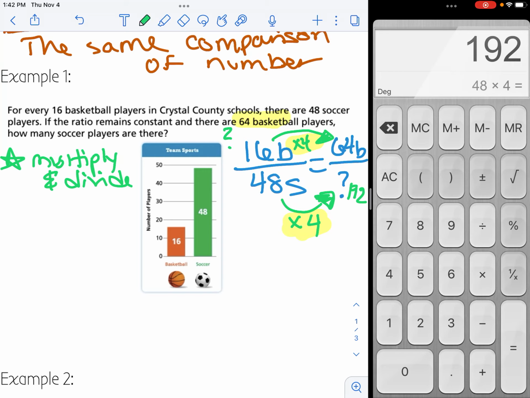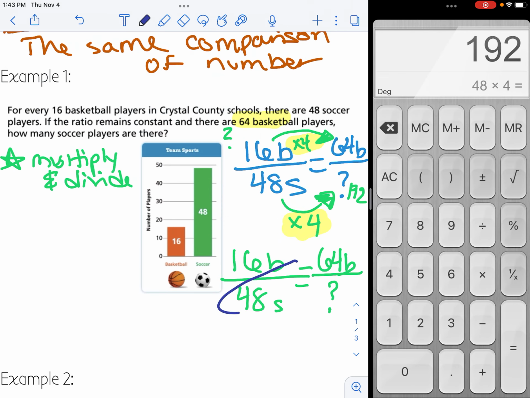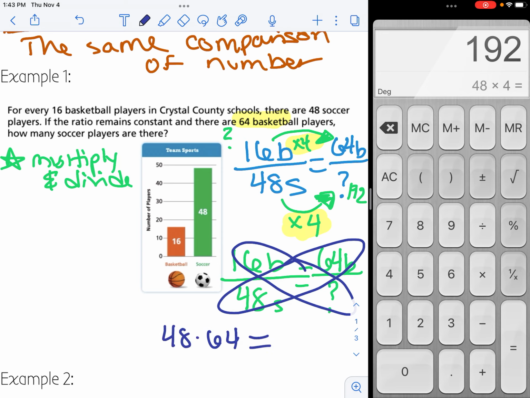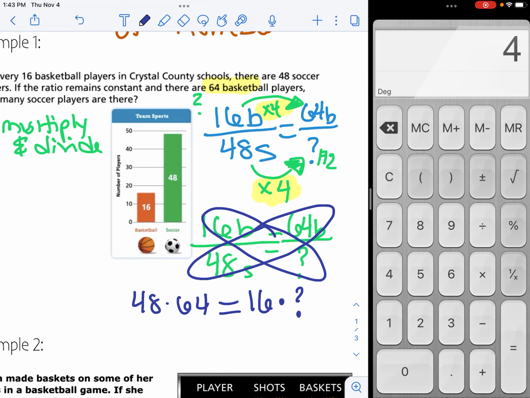Now, the second way that we could solve this problem is by using cross multiplication. So if we have 16 basketball players for 48 soccer players, and now we have 64 basketball players, we can use the butterfly method to cross multiply. So we can do 48 times 64, and that's going to equal 16 times our question mark, because we're not sure what that is. So 48 times 64 is going to be 3,072.